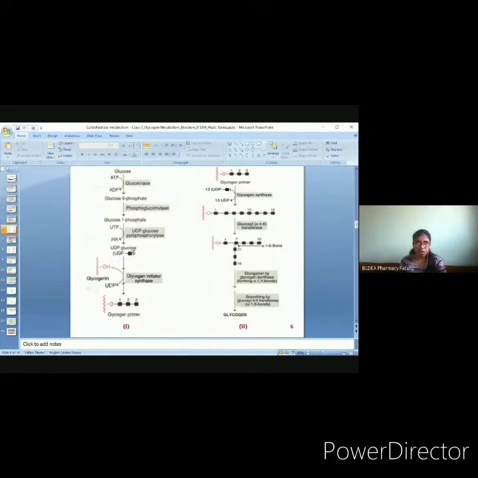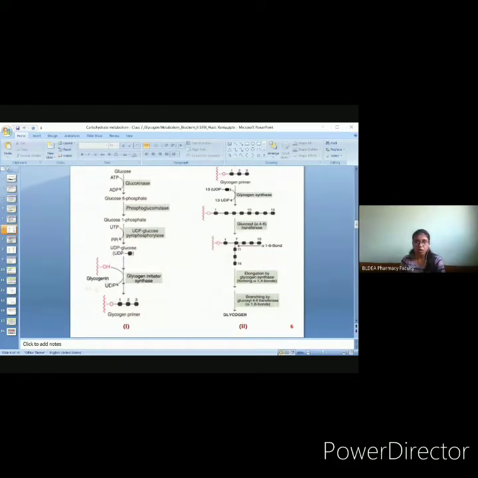Now you can see there is a representation below of UDP and a glucose. As we know, glucose is 6-membered. So for our convenience in the next steps, we represent glucose in the form of a hexagon.